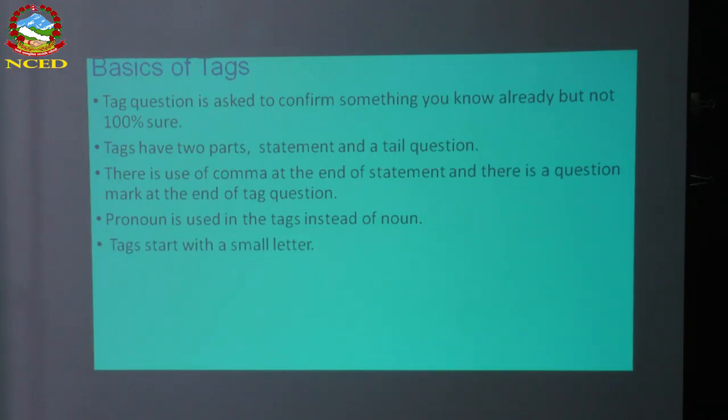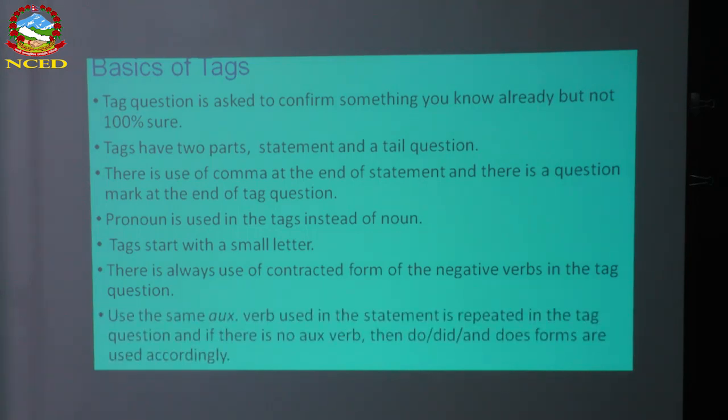Tags start with small letters. I would like to focus again, small letter. Okay. Next, there is always use of the contracted form of negative verbs in the tag question. Contracted form is a must. Next, use the same auxiliary. The auxiliary verb used in the statement is repeated in the tag question, and if there is no auxiliary verb, what did I tell you? Do, did, does forms are used accordingly. Okay, these are the basics of tags.